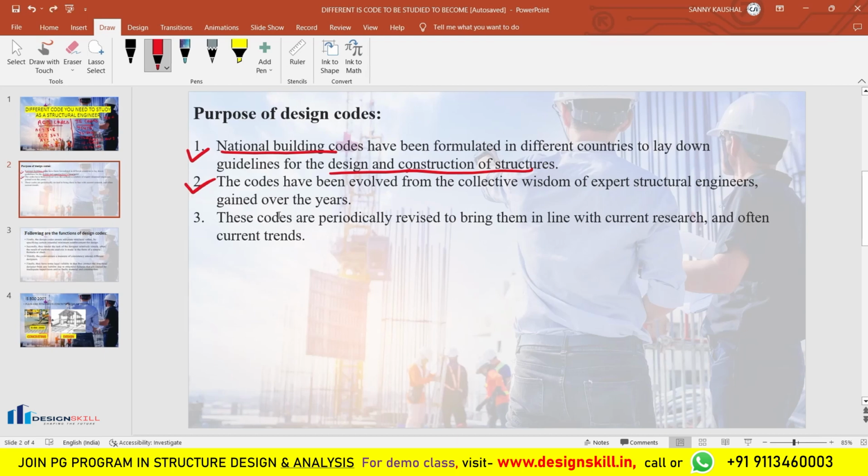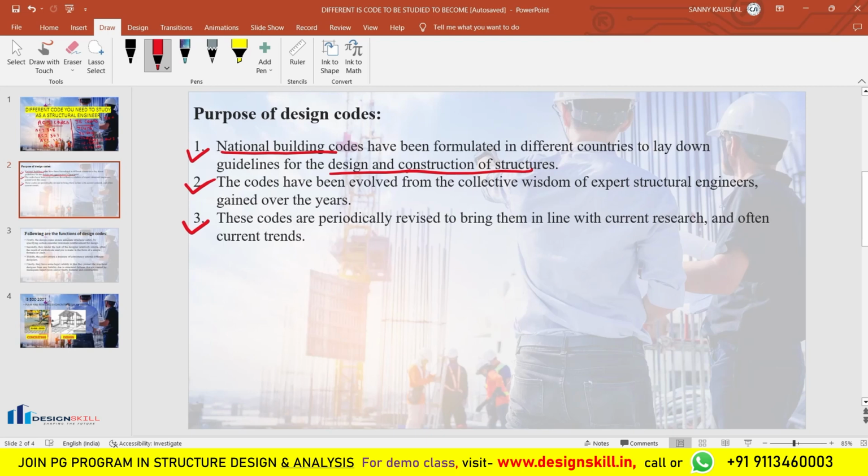So it is formed by the collective wisdom of expert structural engineers having years of experience. They have contributed to the creation of our codes. Now come to the third point, which is that these codes are periodically revised to bring them in line with current research and often current trends. These are the national building codes, like the ACI codes and the IS codes, and they always get revised.